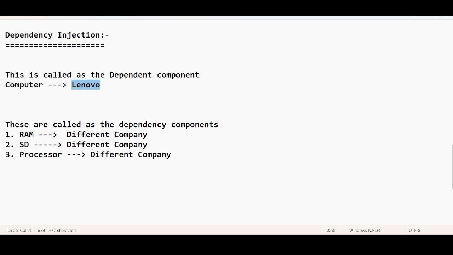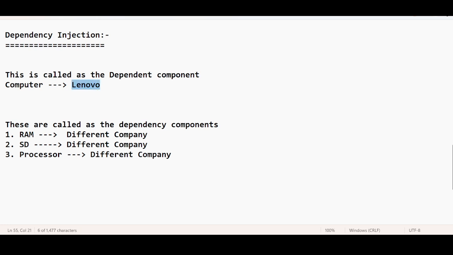it has many dependency components. Internally it is dependent upon the RAM, the SD card, the processor, which are manufactured by different companies. But as a whole, the Lenovo product is the byproduct of RAM, SD card, and processor, which are called the dependency components. Without these dependency components, you cannot say that the Lenovo computer is running perfectly. You cannot run the Lenovo laptop.